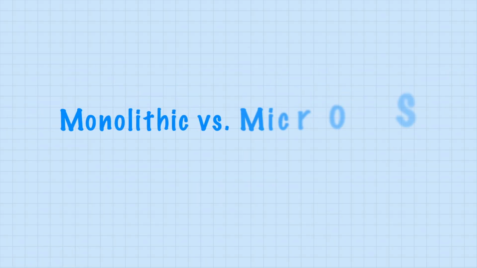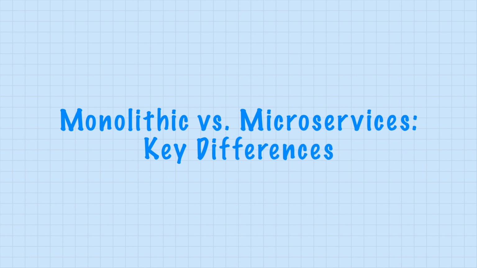Let's talk about how they compare to the traditional approach of building applications, the monolithic architecture. Understanding the differences between these two architectures is crucial for grasping why microservices have become the go-to solution for so many modern systems. So, what exactly is a monolithic architecture?